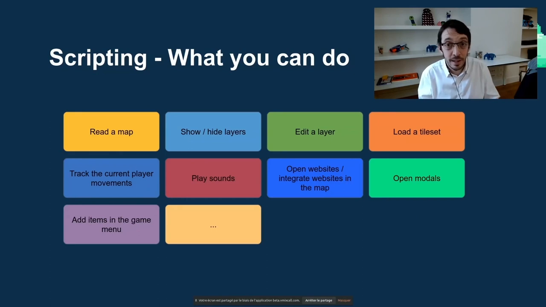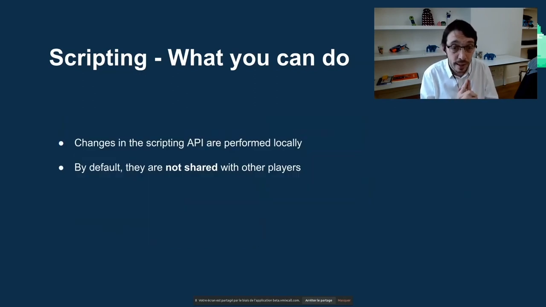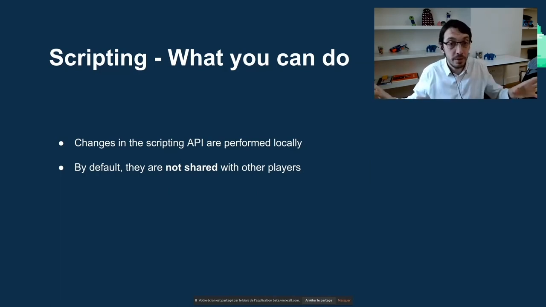And there are still a lot of things that are missing and that we are adding every day, and the community at large is helping us. But there is one thing I want to stress. It's that because the script is executed in the browser, changes are applied only locally. And especially if you edit a layer, if you add a tile or something like that, by default, this is not shared with other players. So we need to add a communication mechanism between my player and the other players in order to dispatch messages, so that people can see the same map.